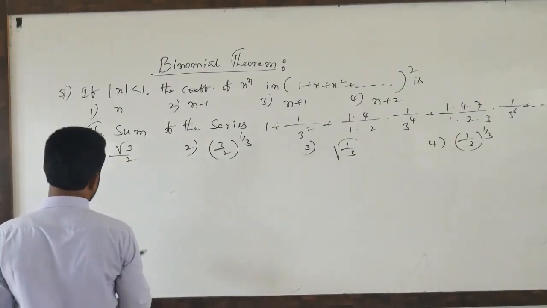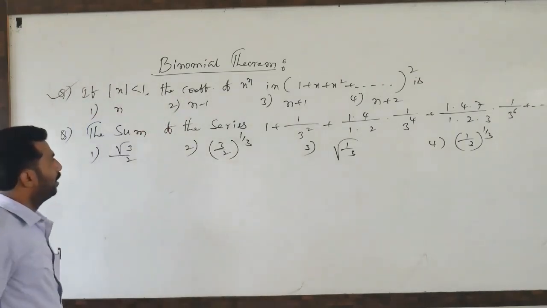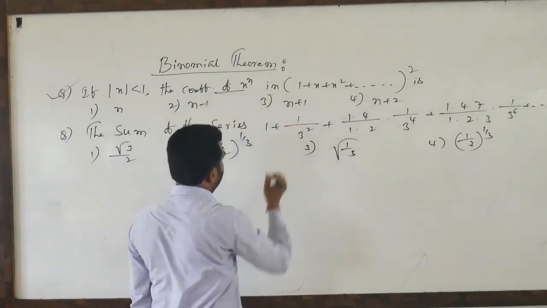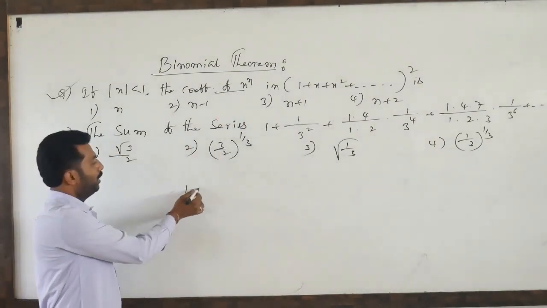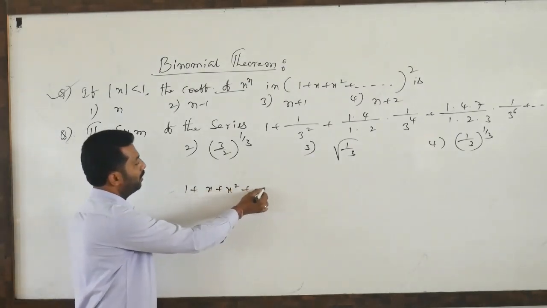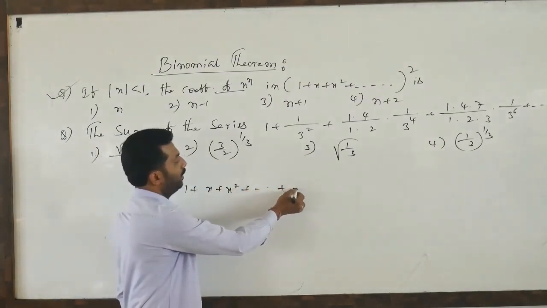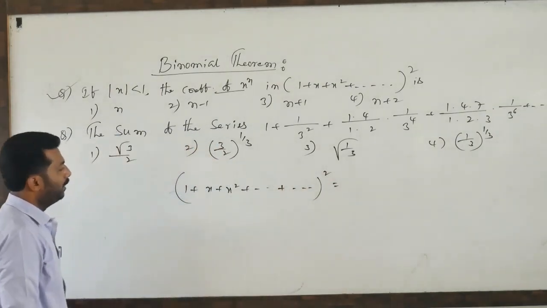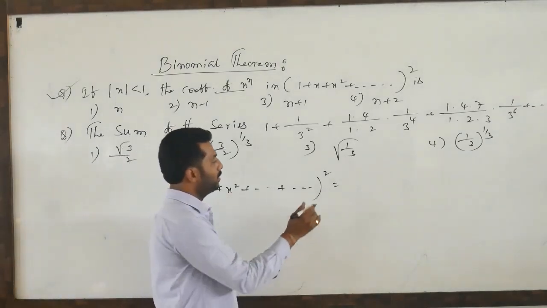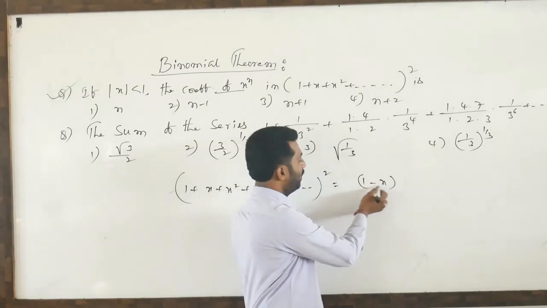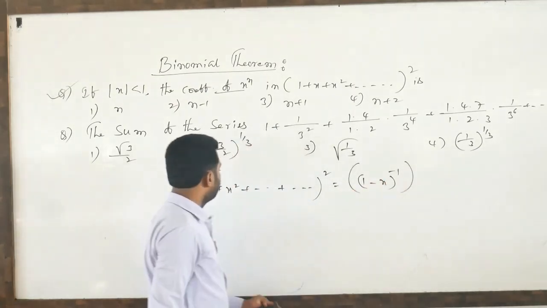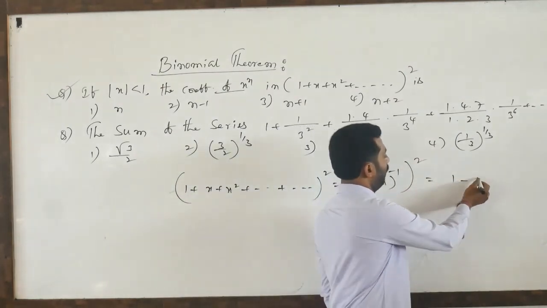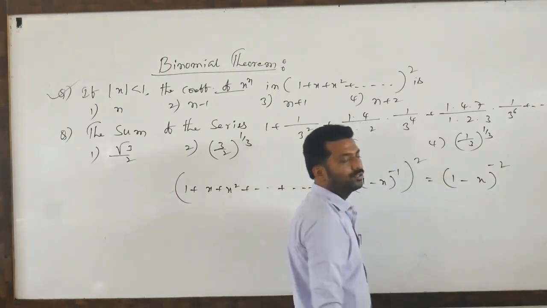Next question. Based on that binomial expansion for negative integral powers, what is the coefficient of x power n in the expansion of 1 plus x square plus x cube plus and so on, whole square? Just now we have seen this is the expansion of (1 minus x) whole power minus 1. Already this is there, so we can try (1 minus x) whole power minus 2.